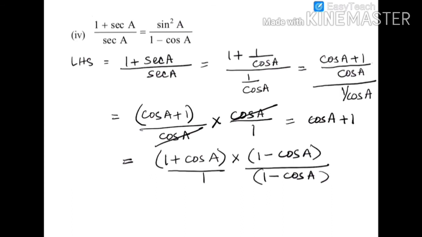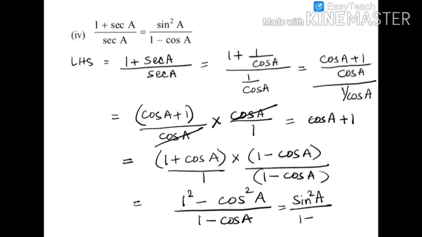Now why did I do this? Because I know that on the right hand side there is sin square A. And using the first identity, if I get 1 minus cos square A, I can replace that by sin square A. And here in the numerator I have a plus b into a minus b, which I can write as a square minus b square, where a is 1 and b is cos A. So this will be 1 square minus cos square A divided by 1 minus cos A. And now I can make use of the first identity and replace 1 minus cos square A with sin square A. And this is what is on the right hand side. So this identity is proved.